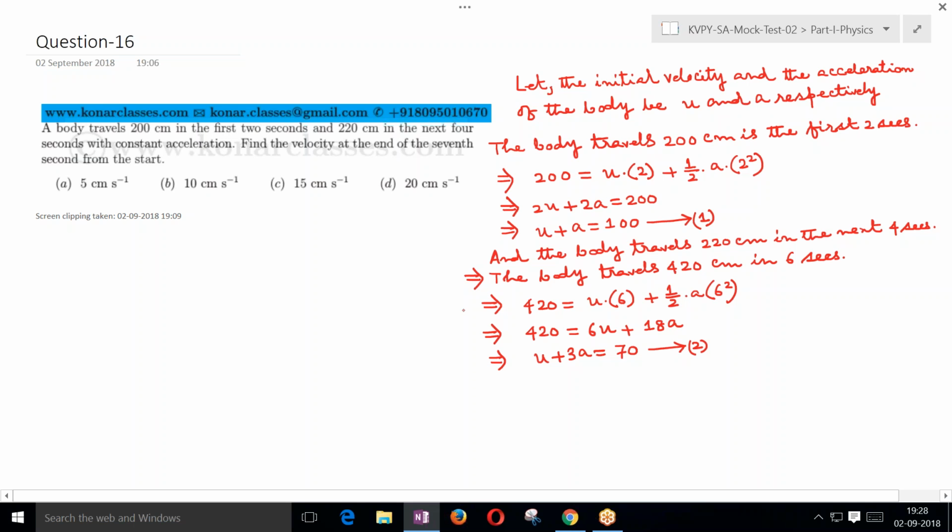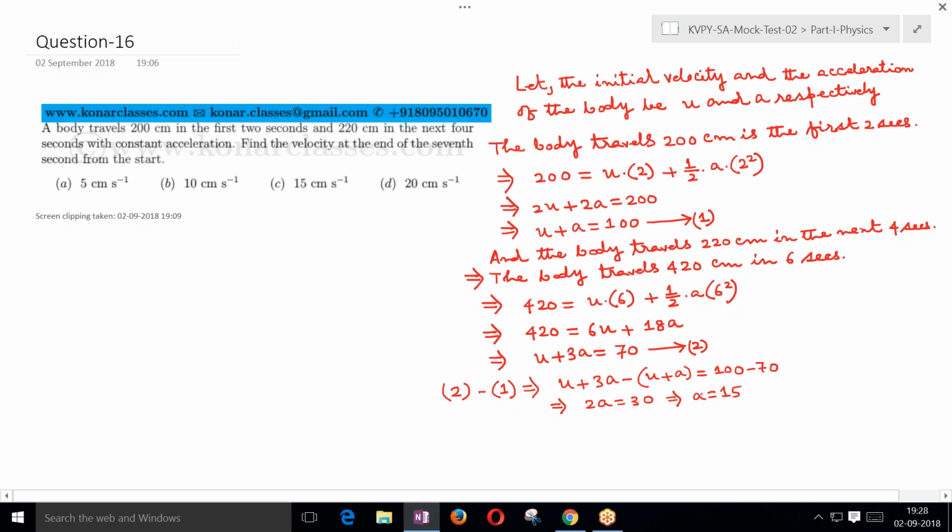How can we find it out? Here is the way. If we subtract equation 1 from equation 2, then what will we get? u and u get cancelled, 3a minus a. So we can write u plus 3a minus u plus a, that is equal to 100 minus 70, and that implies u and u got cancelled, 3a minus a becomes 2a, so 2a is equal to 30, and that implies a is equal to 15.